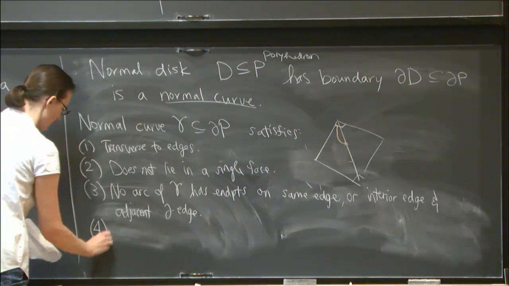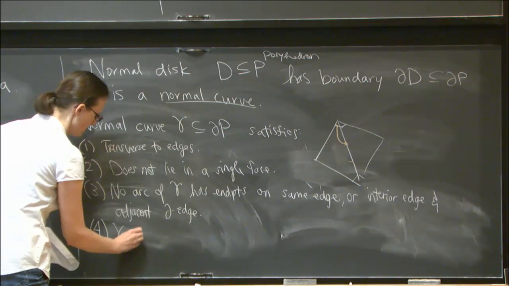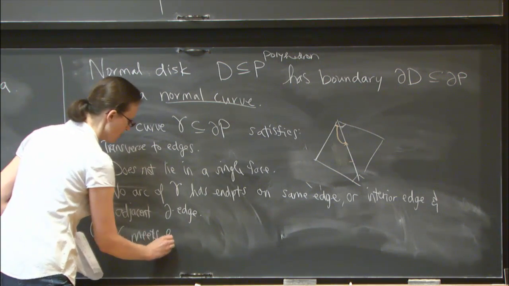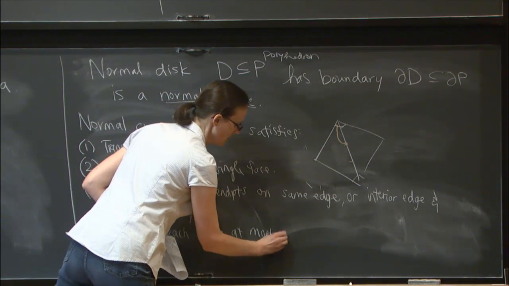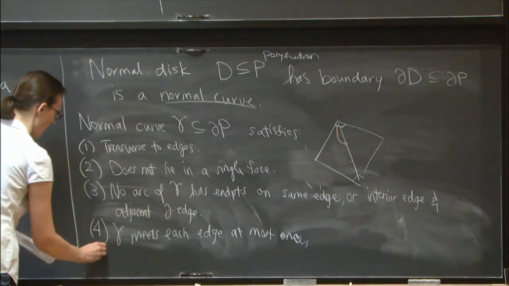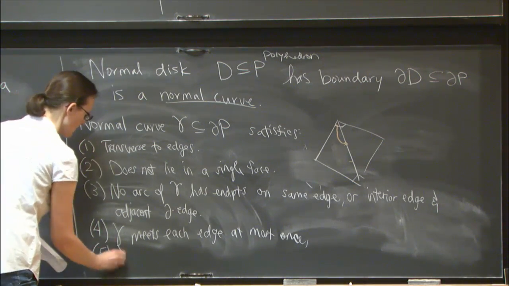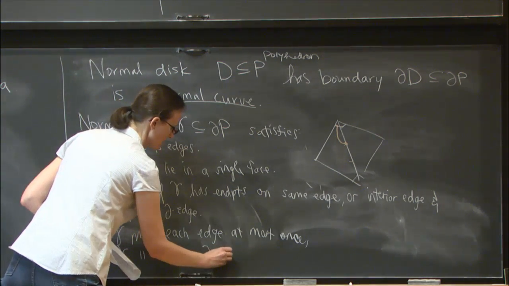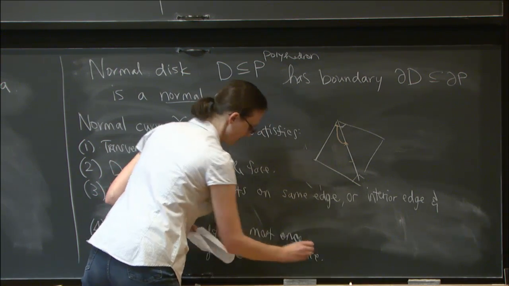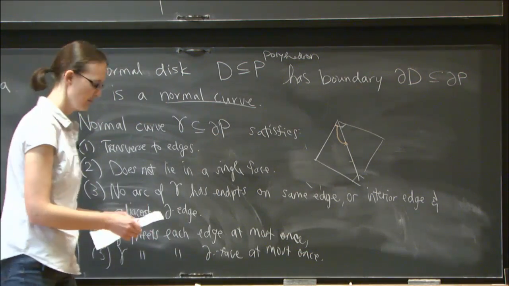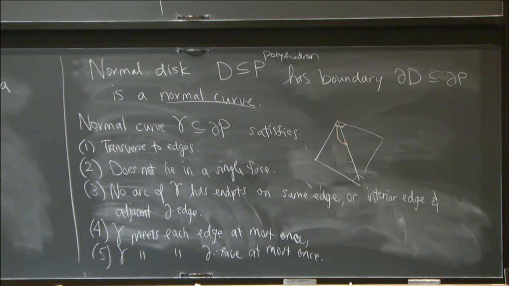Okay, and then there are two extra conditions. Gamma meets each edge at most once, and meets each boundary face at most once. Okay, so now we're ready to talk about the definition of an angled polyhedral decomposition.